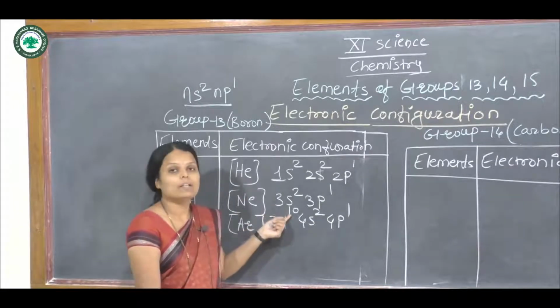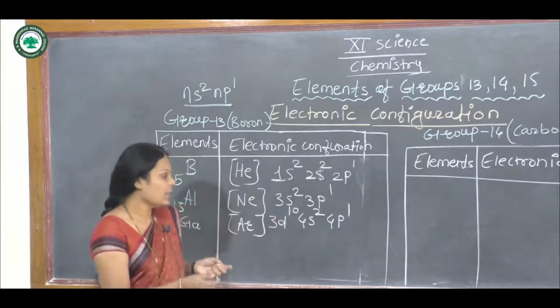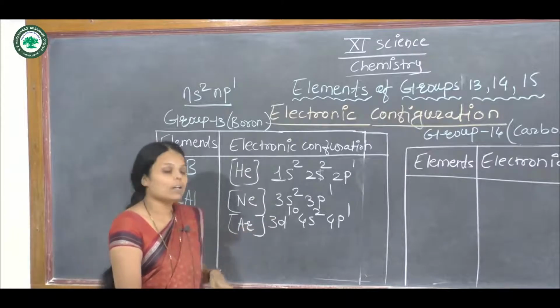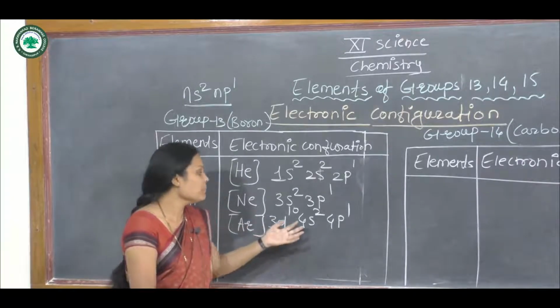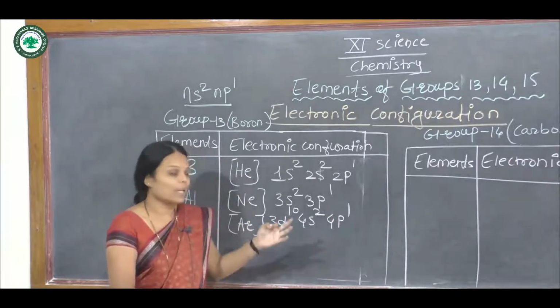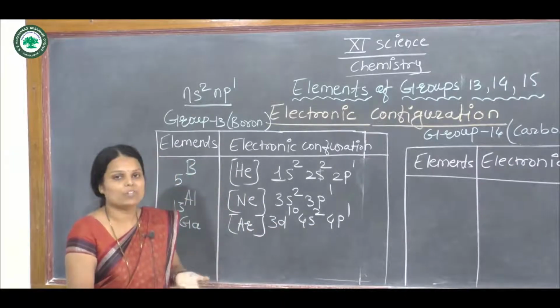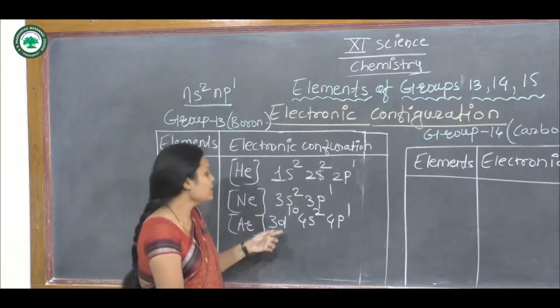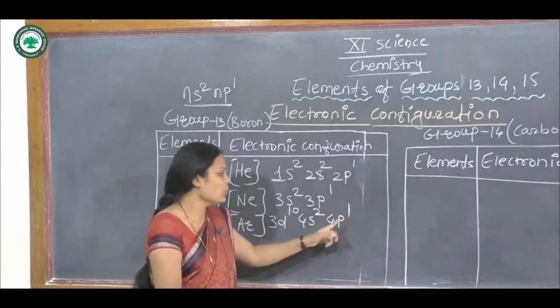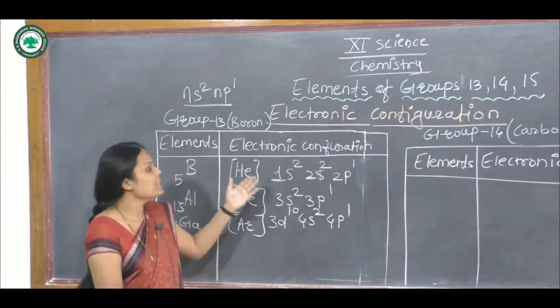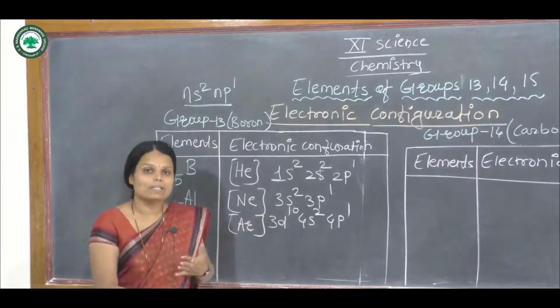Now in 3d10, the d orbital is completed. The next electron is shifted to the p block, the p orbital, and we know that the general electronic configuration is ns2 and np1. That's why it is 3d10, 4s2 and 4p1, meaning the principal quantum number increases.